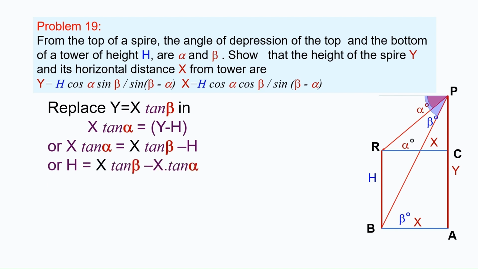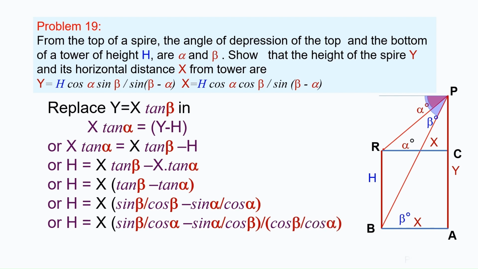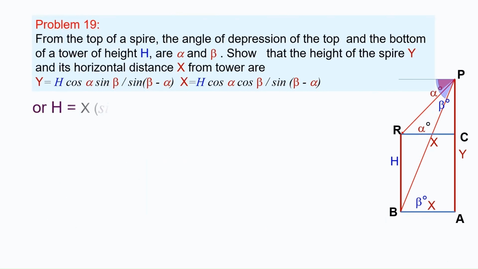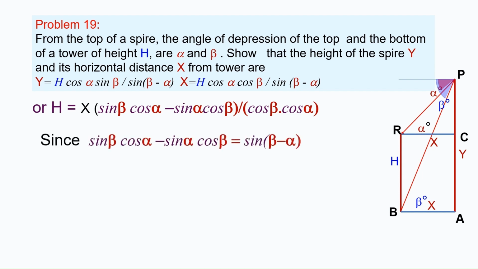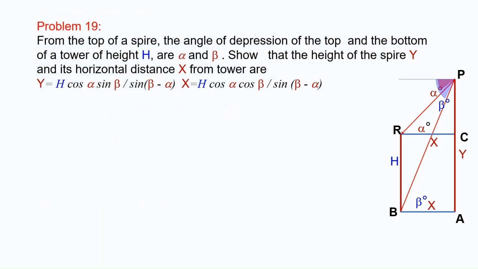Solving it, h equals x times tangent of beta minus x times tangent of alpha. Now rewrite tangent of beta as sine of beta divided by cosine of beta and tangent of alpha as sine of alpha divided by cosine of alpha. Please remember, sine of beta times cosine of alpha minus sine of alpha times cosine of beta equals sine of beta minus alpha. So we have x equals h multiplied by cosine of beta and cosine of alpha divided by sine of beta minus alpha.